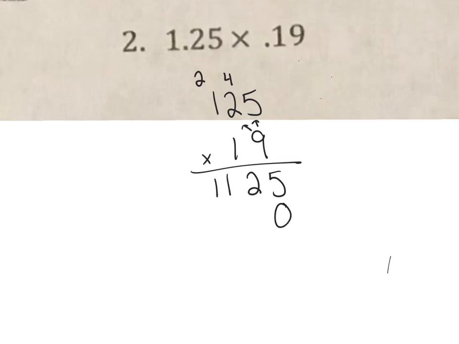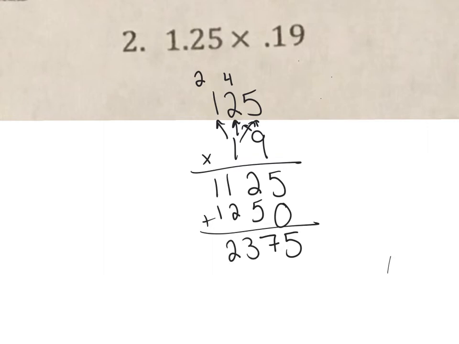Placeholder. 1 times 5 is 5. 1 times 2 is 2. 1 times 1 is 1. Add. 5 plus 0, 5. 2 plus 5, 7. 1 plus 2, 3. 1 plus 1 is 2. Then once again, count, circle them. 1, 2, 3, 4. There are 4 numbers behind the decimal, so there should be 4 numbers behind the decimal in my answer.